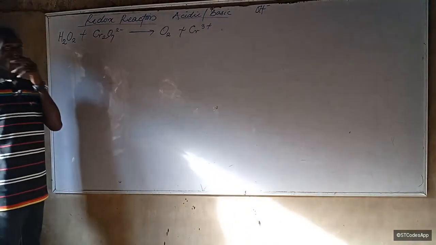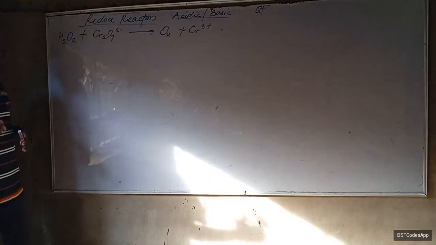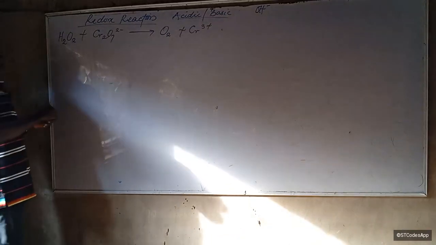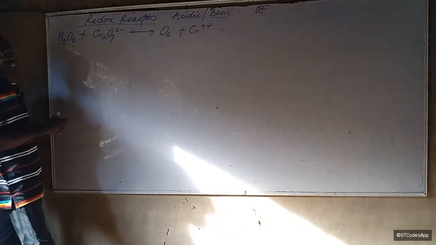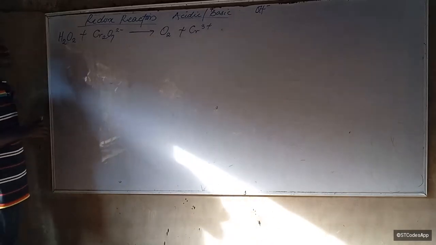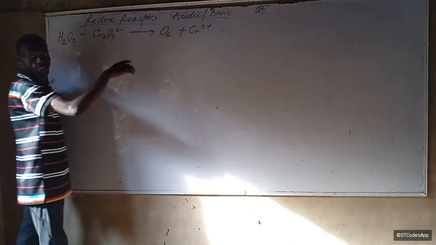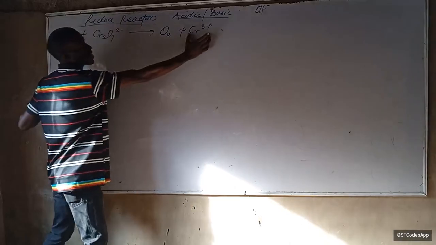Let's see how to balance this. So seeing that, how do you split it first into half reactions? So the first is this. Now you notice the species that look alike are this one and this one, right? And this one went from here to here, right?